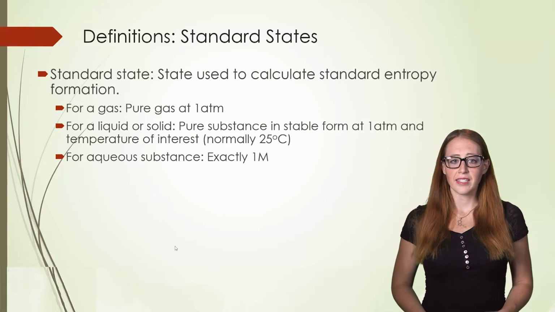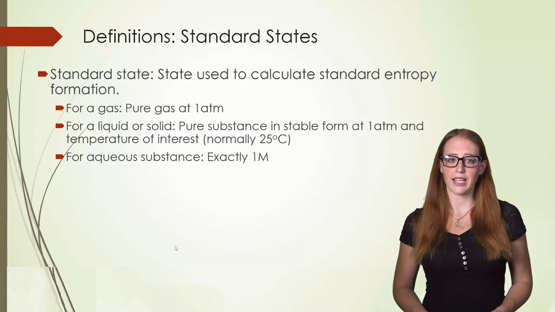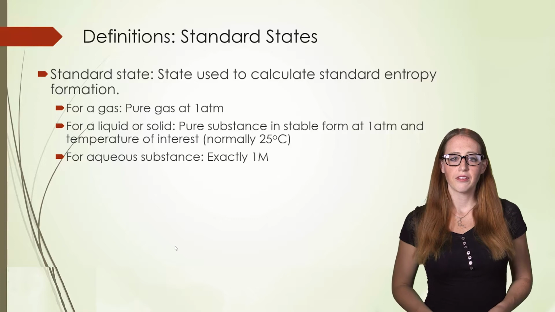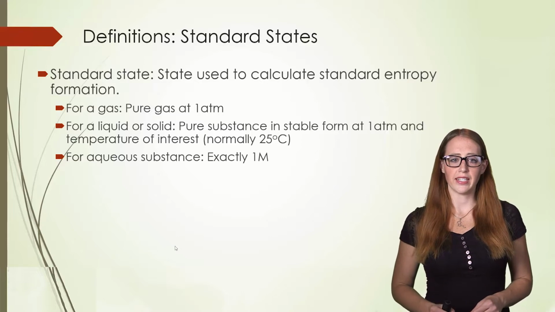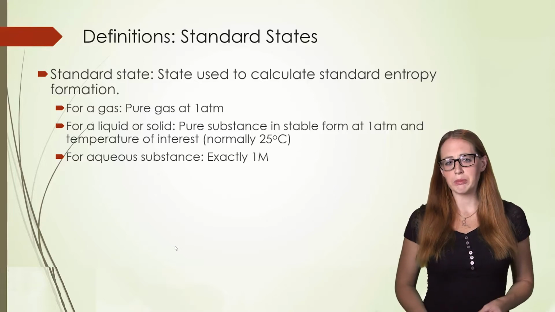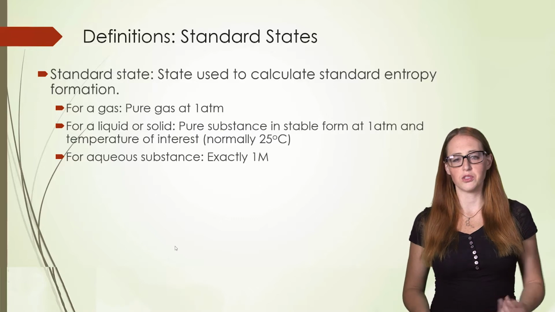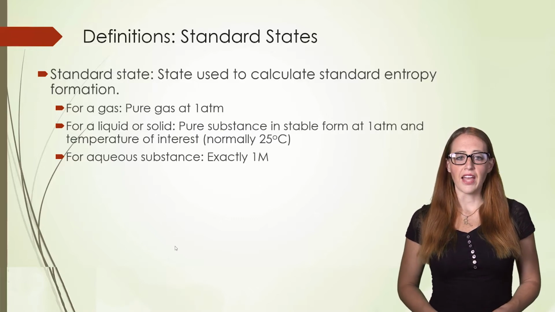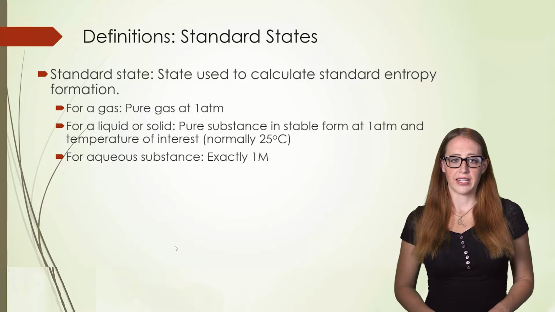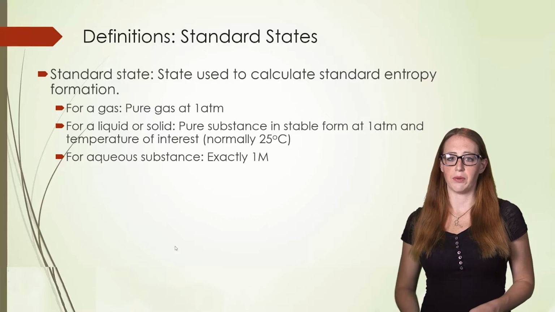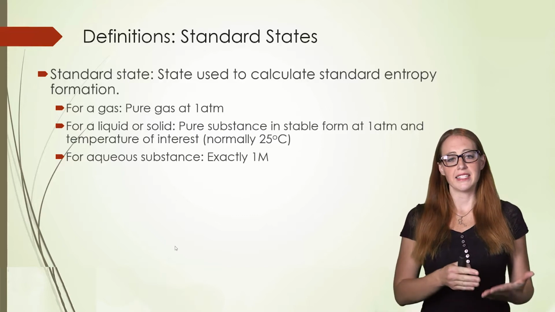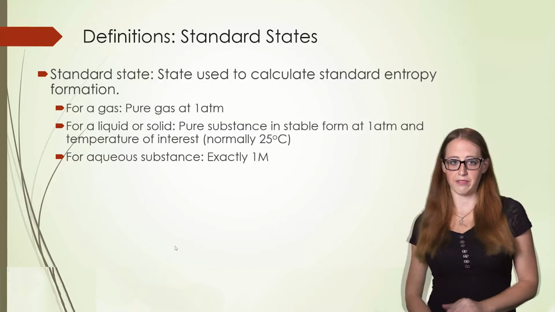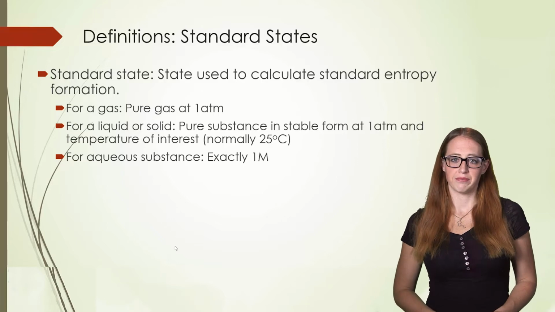For a gas, we're talking about a pure gas at 1 atm. For a liquid or a solid, a pure substance in its stable form at 1 atmosphere and the temperature of interest. We're normally going to do this at 25 degrees Celsius. It's what the tables are done at. And then for any aqueous substance, standard state is going to be defined as exactly 1 molar. Now notice this doesn't say 1.0 molar, it's 1.0 with an infinite number of zeros molar.